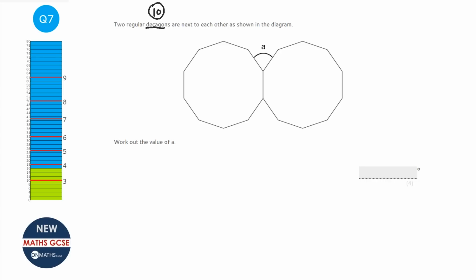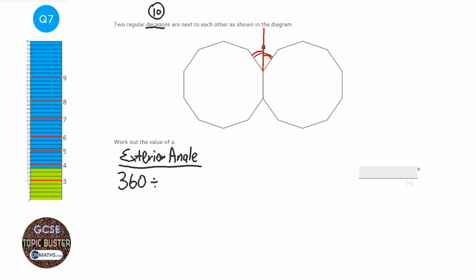A quicker way maybe, and especially on the non-calculator paper, but it works on both papers, is to draw a line up here and realise that you've got 2 exterior angles there. And the beauty of exterior angles for polygons is they always add up to 360. So to work out the exterior angle, always write down what you're working out. All you need to do is 360 divided by the number of sides the regular polygon has, and they have to be regular, otherwise you can't just divide them because we're assuming they're the same.